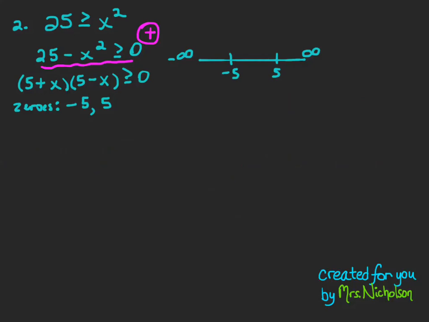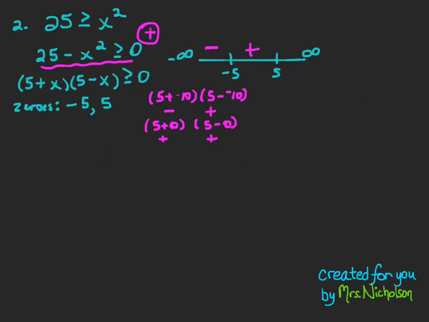So let's pick a number between -infinity and -5, such as -10. If I substitute -10 into my first factor, I get a negative answer. And if I put -10 into my second factor, I'm going to get a positive number. And so negative times positive would be negative. In my next interval between -5 and 5, I'm going to choose 0. And if I substitute in 0 into my first factor, I get a positive answer. And if I substitute 0 into my second factor, I also get a positive answer. And positive times positive would be a positive.